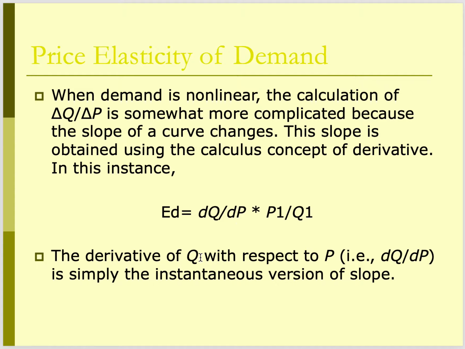So the derivative of Q with respect to P is simply the instantaneous version of the slope. And there's a mathematical review in this chapter that introduces this little bit of calculus and shows you how to do it. I'm still debating whether to put up a video on that or not. Remains to be seen.